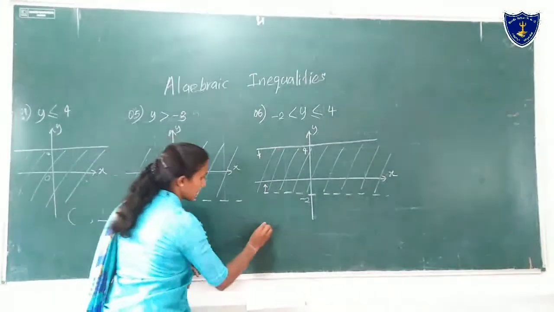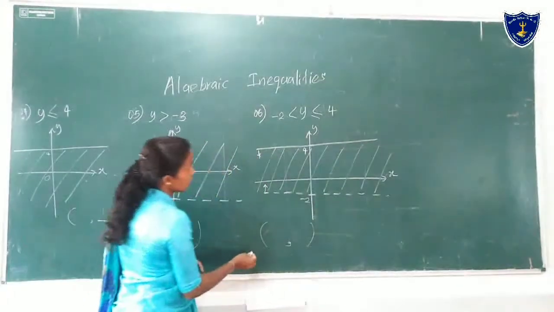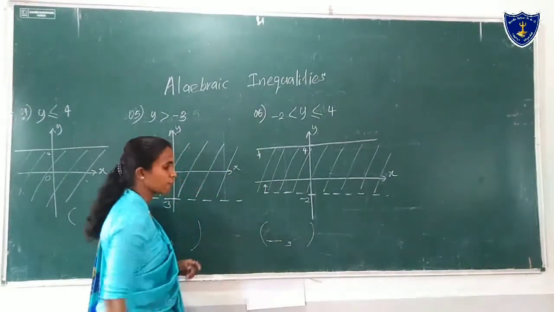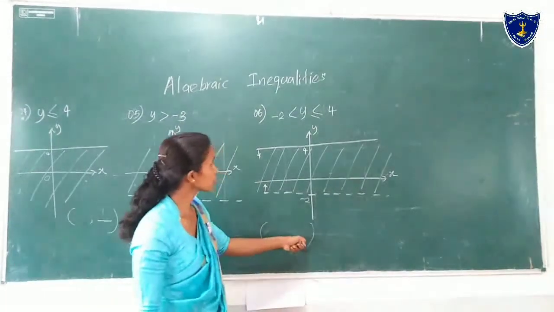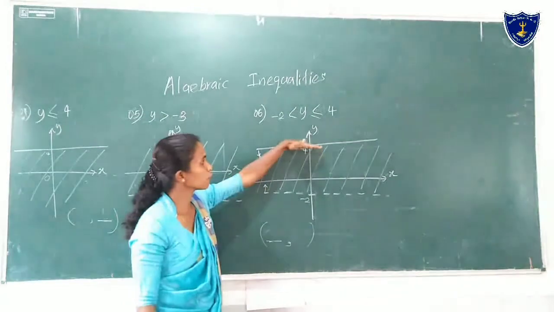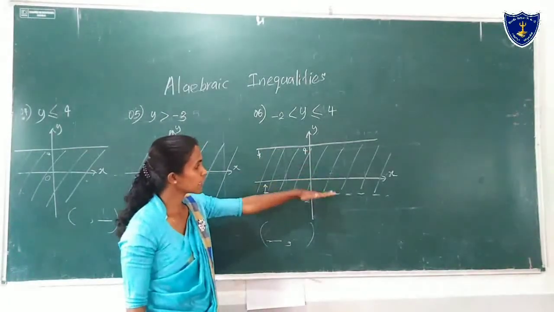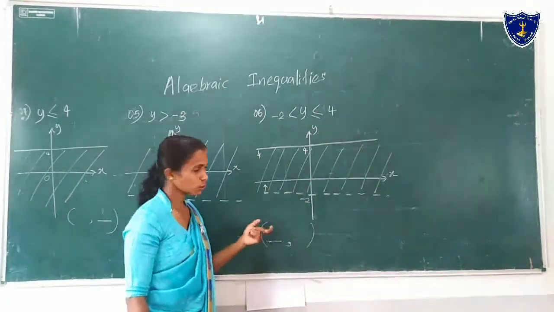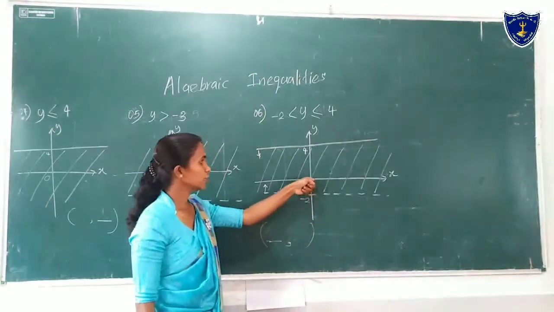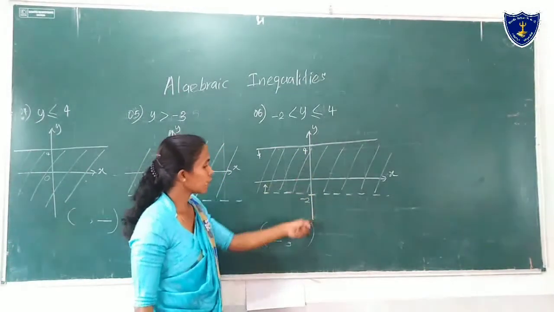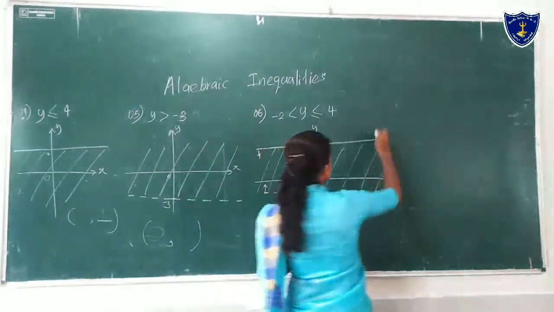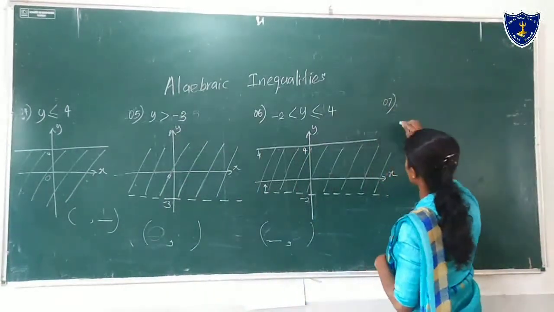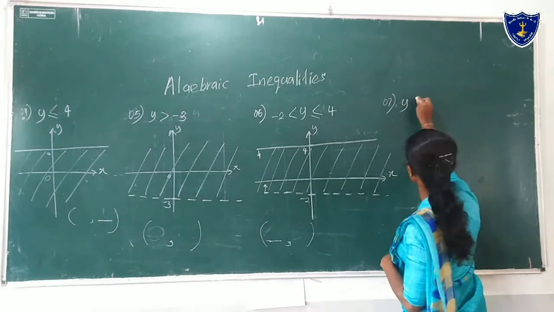So what are the coordinates? The x coordinate may be any value, any positive, any negative, or 0, but the y coordinate should be positive 4 or less than positive 4, but it should be greater than negative 2. It means you can take negative 1, 0, 1, 2, 3, 4 as the y coordinate. Okay, let's see the last example.